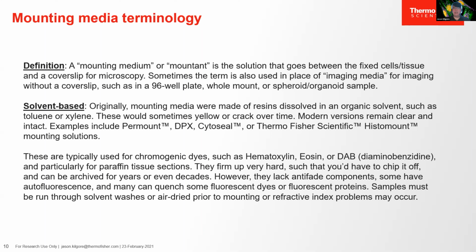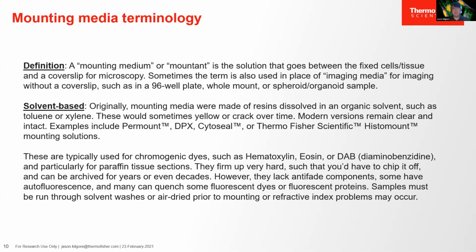Modern versions are clear. And include Permount, for instance, or DPX, which stands for distyrene with a plasticizer and xylene. Cytoseal 60 is another common one from Richard Allen Scientific. Here at Thermo Fisher Scientific, we sell Histomount. All of these are great for traditional chromogenic dyes like H&E, hematoxylin and eosin, DAB, and others, mainly on paraffin sections. These solvent-based mountants, you have to run your sample through a graded ethanol series to dehydrate it and then into a solvent before mounting.